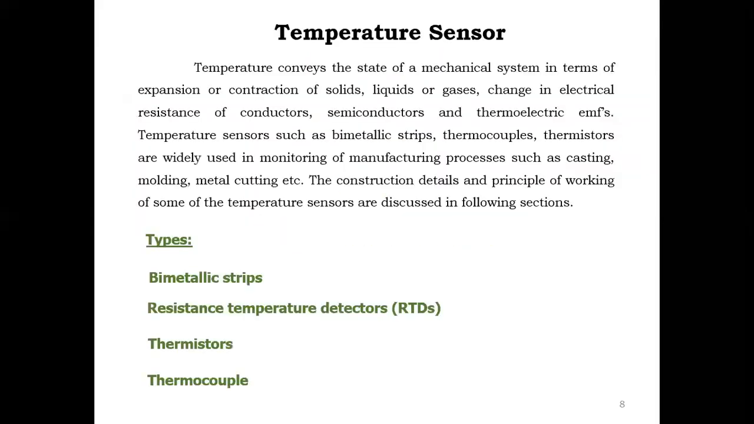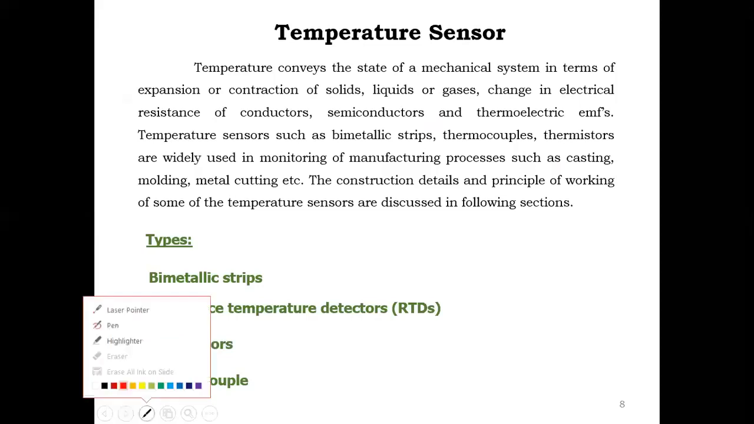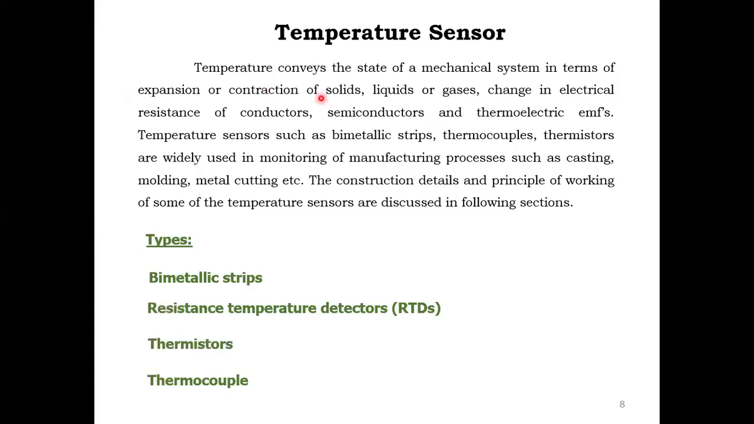Temperature conveys the state of a mechanical system in terms of expansion or contraction of solids, liquids or gases, and change in electrical resistance of conductors, semiconductors and thermoelectric EMFs. So if there are changes in the liquids or conductors, we can calculate the temperature.